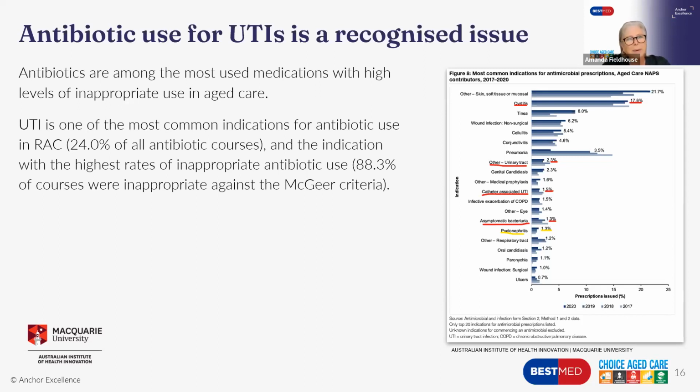So, antibiotic use for UTIs is a recognised issue. We know that antibiotics for UTIs in aged care are among the most used medications with high levels of inappropriate use. Almost 1/4 of all antibiotics used in residential aged care are for UTI or a suspected UTI, and the McGeer criteria suggests that approximately 88% of courses were inappropriate. Thanks, Christine.